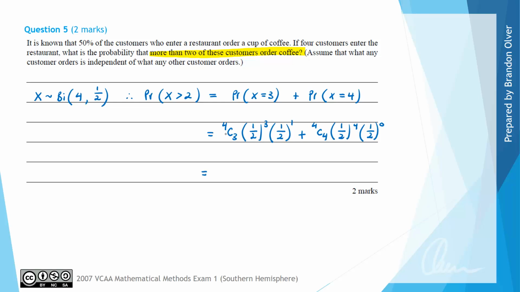So when we evaluate this, 4 choose 3 is 4, multiplied by 1/2 to the power of 3 multiplied by 1/2 again is 1/16. Then we add on 4 choose 4, there's one way of doing that, multiplied by 1/2 to the power of 4 times 1/2 to the power of 0 is also 1/16. So if we simplify that down, that is equal to 5/16. So that is the probability that more than 2 of the customers out of 4 order a coffee.